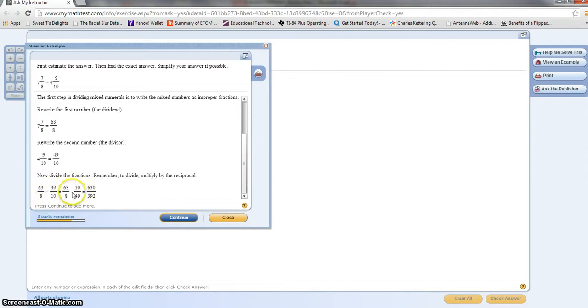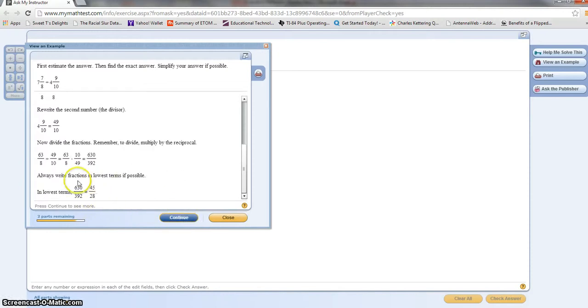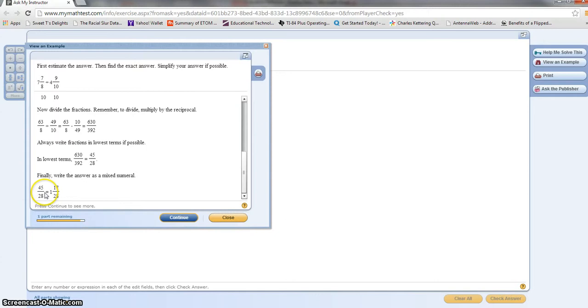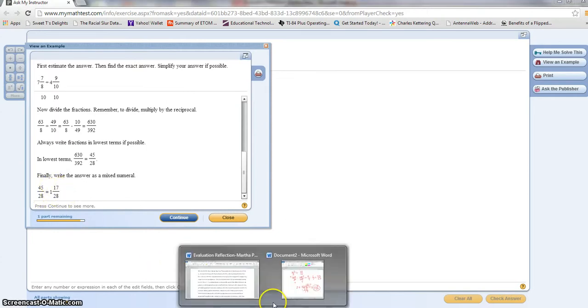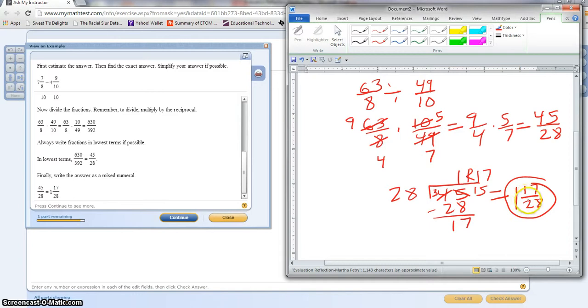And we would change division to multiplication and take the reciprocal of the second number. Now what they did here, they multiplied straight across instead of doing the cross simplifying, which is fine. That's another method. And we continue, and then we simplify it in lowest terms. We get 45 over 28, which we had. And then now we would take 28 into 45, which would give us 1 17/28, which is what we had here. And that is it.